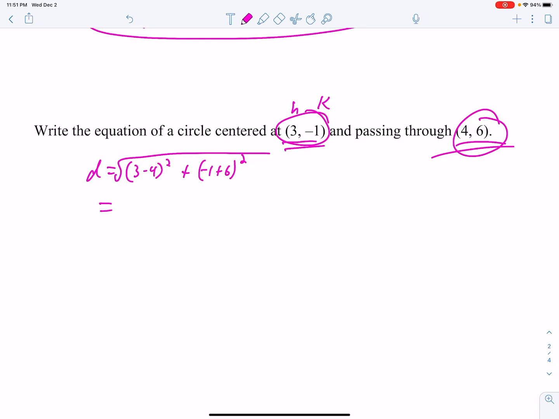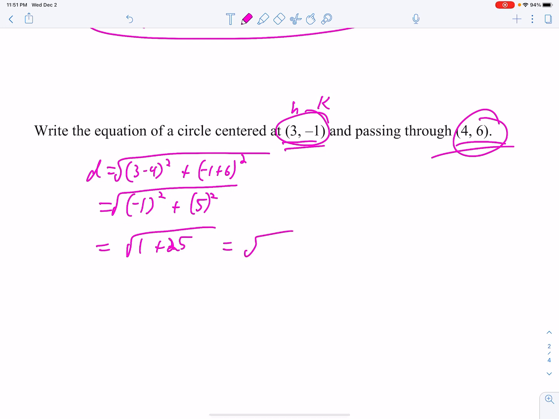3 minus 4 is negative 1 squared. Negative 1 plus 6 is 5 squared, square root. So negative 1 squared is 1, plus 5 squared is 25. Oops, 25. So this equals the square root of 26. So 26 is 2 times 13, so you're not going to gain anything by simplifying that radical. So this is r, okay? We have h, k, and r, right? So we write out the formula.